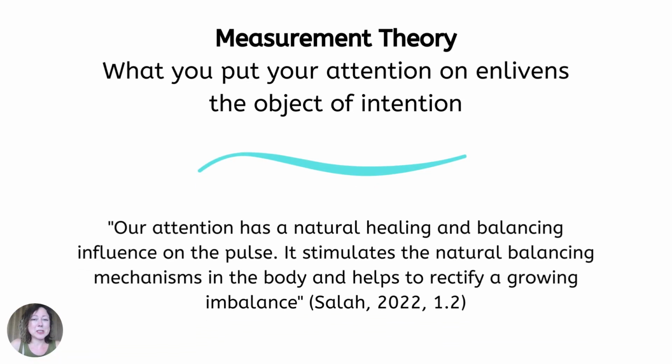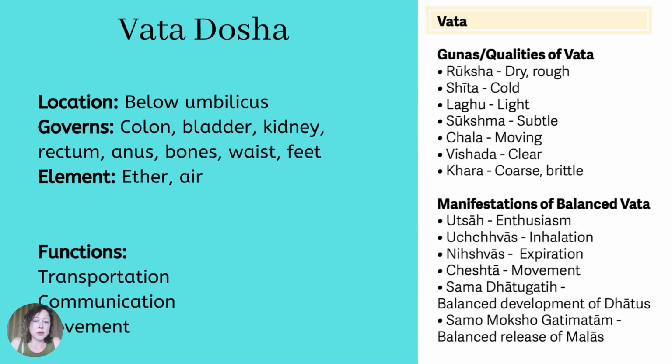So there's something in physics called the measurement theory. What you put your attention on enlivens the object of intention or attention. Our attention has a natural healing and balancing influence on the pulse. It stimulates the natural balancing mechanisms in the body and helps to rectify a growing imbalance. So we'll also come back to that in a moment, but let's go ahead and learn more about Vata dosha. This is something that is going to take a lot of practice, and the more you practice, the more sensitive you will become to recognizing these qualities in your own pulse, but also in the environment around you.